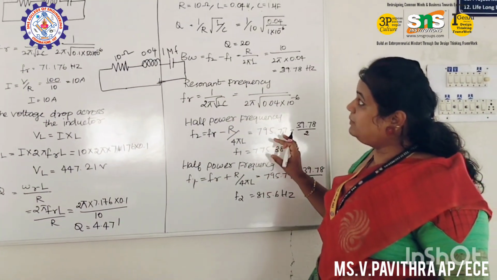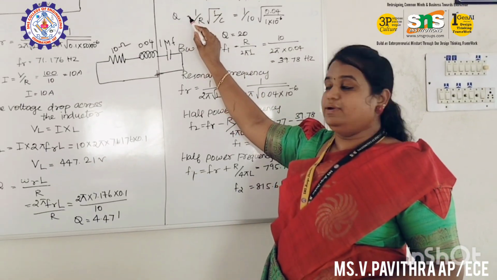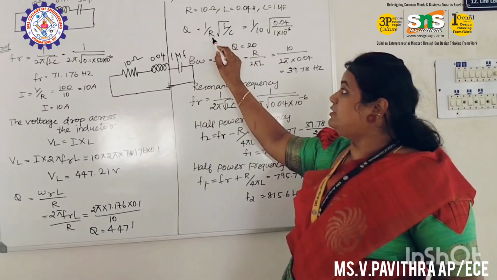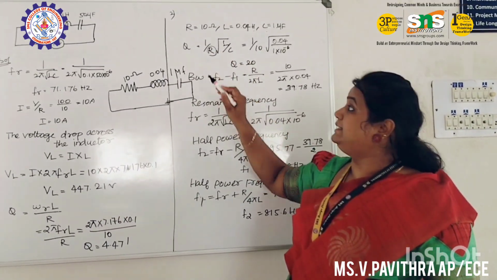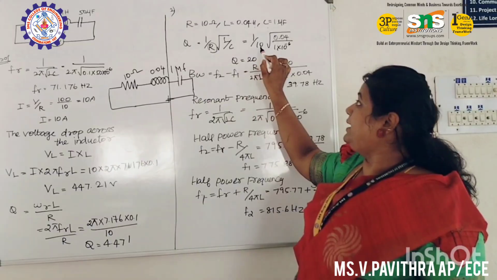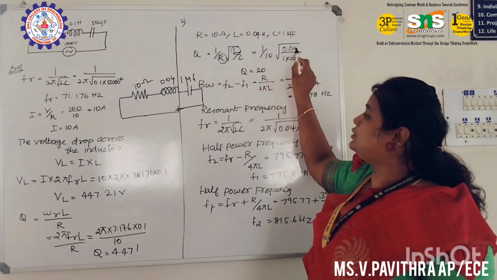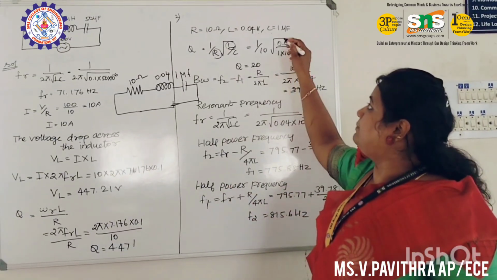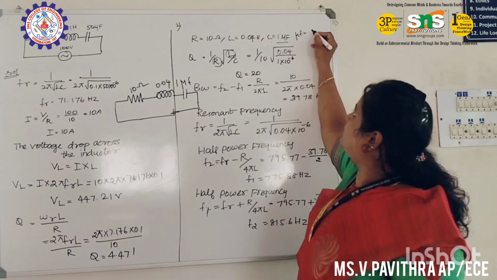But in this problem we are using a different formula for the quality factor. Q is equal to 1 divided by R root of LC, that is 1 divided by R times root of L by C. We know the value of R, it is 10, right? So 1 by 10 root of, what is the value of L? 0.04. Here they have given Henry, so you don't need any power of 10. And here they have given microfarad.